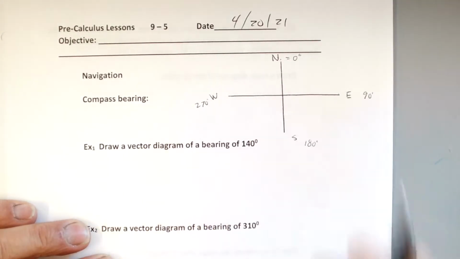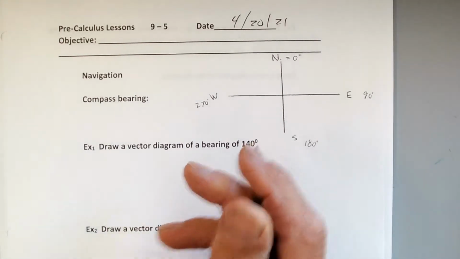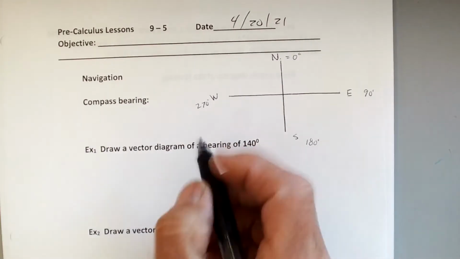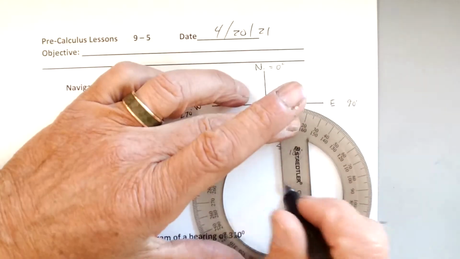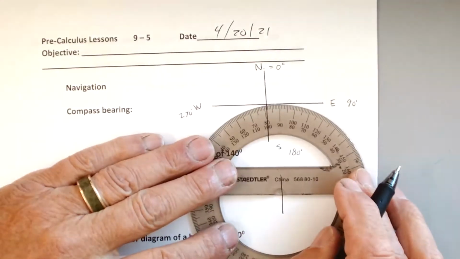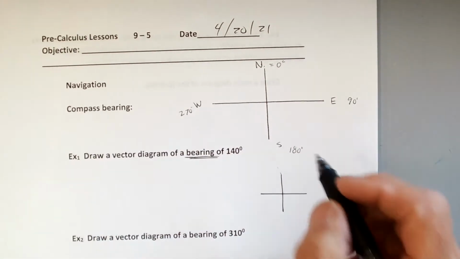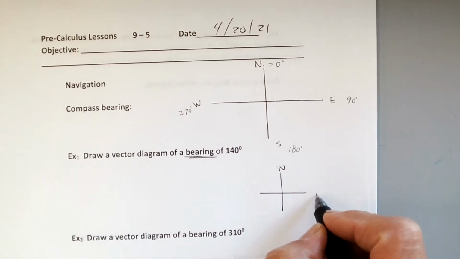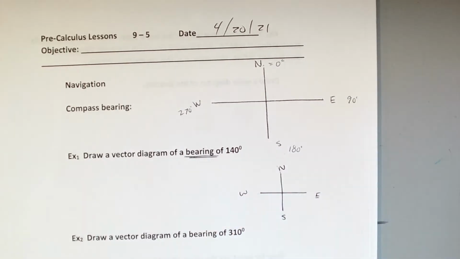This is my compass bearing here, where north is 0, east is 90, south is 180, and west. Okay, so example 1, draw a vector diagram of a bearing of 140 degrees. I just take my vector, though I want a bearing, so I'm going to make my little, call it the compass rose. I got north, east, south, west.